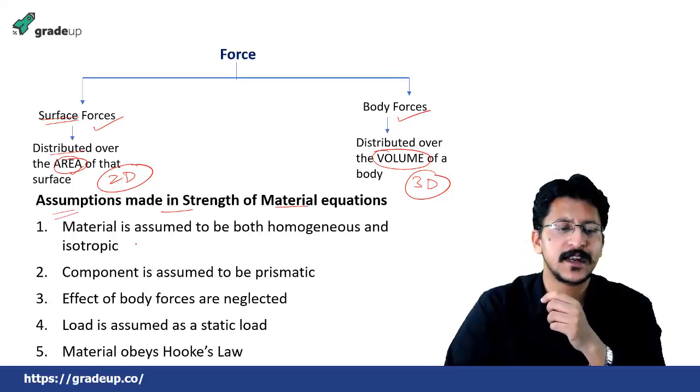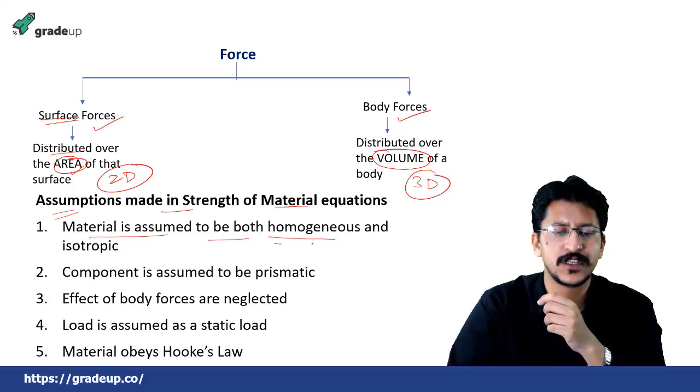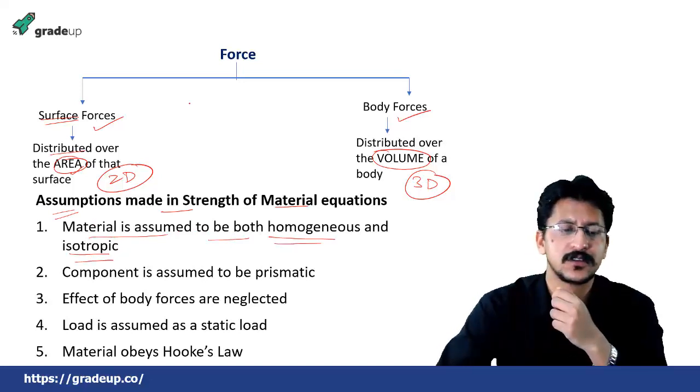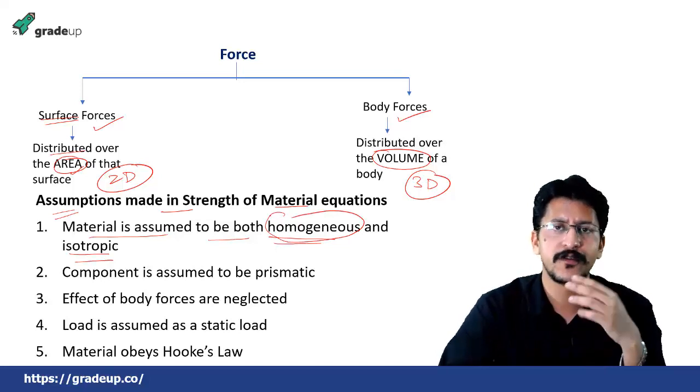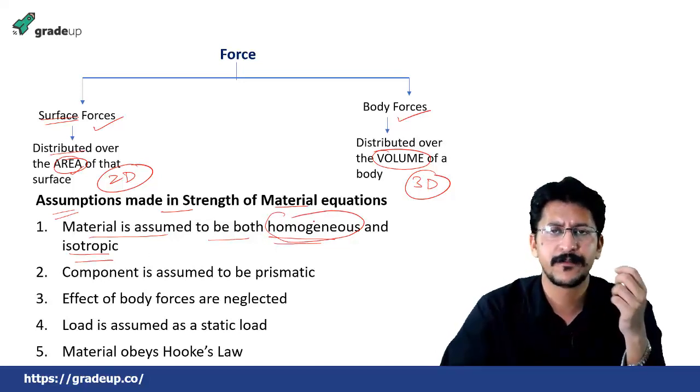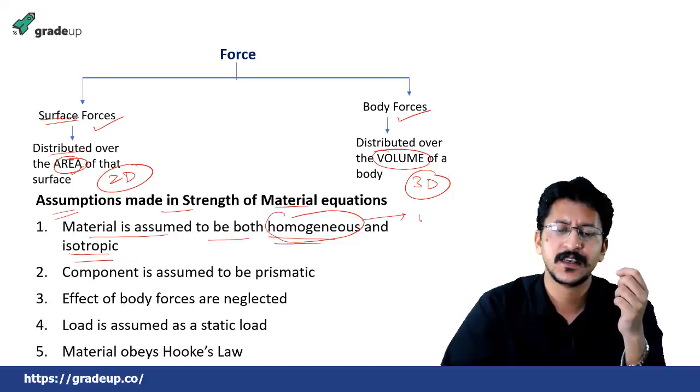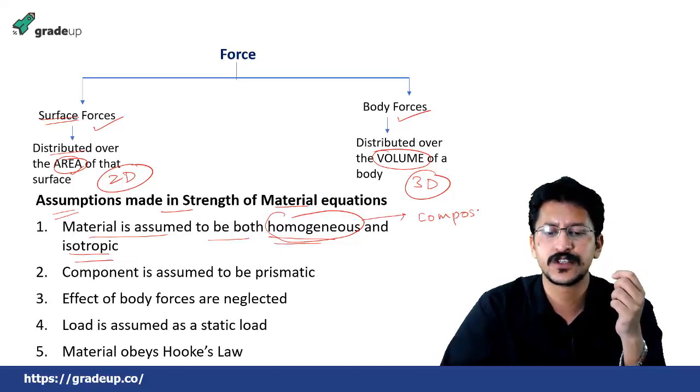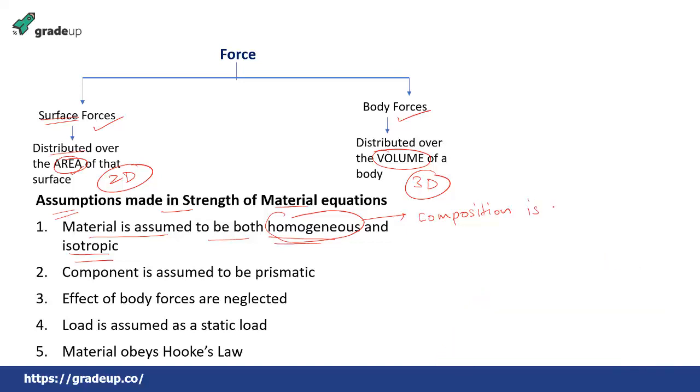And what are those assumptions? That the material is assumed to be both homogeneous and isotropic. What do these two words mean? Although we will take them up later also, let me give you a brief idea about it. Homogeneous means that its composition is uniform throughout. Okay, the composition is uniform throughout. That is the meaning of homogeneous. And isotropic means the properties are independent of direction.